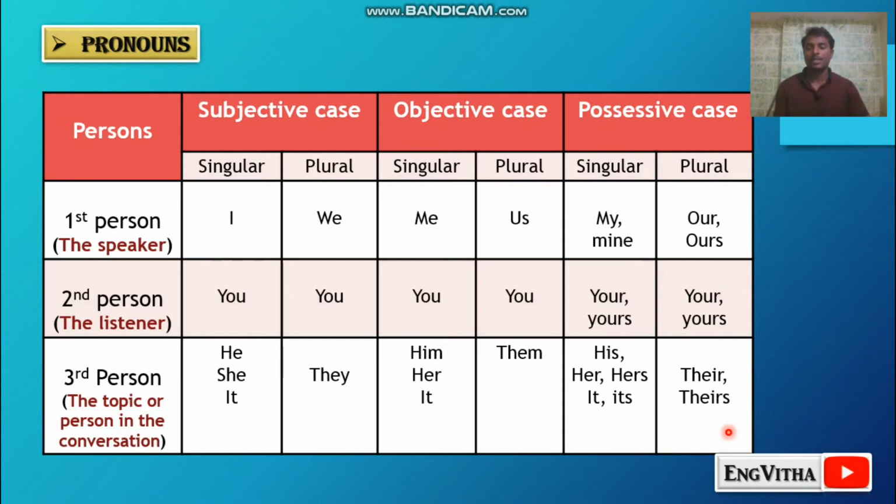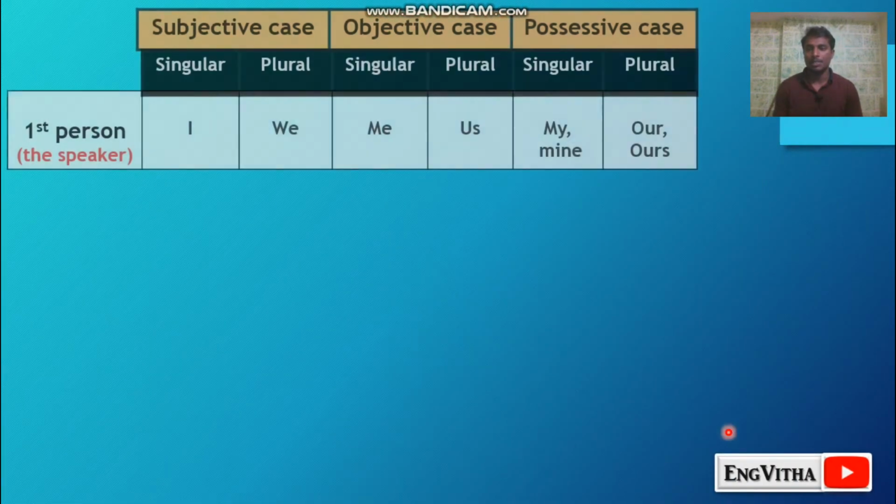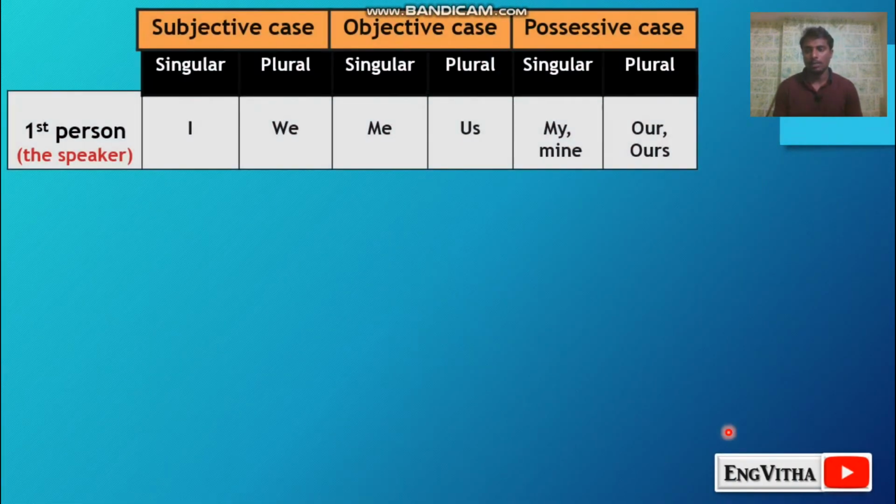Therefore, let us look at a few examples on these 3 persons. Firstly with the first person. The first person here we have is I and we.